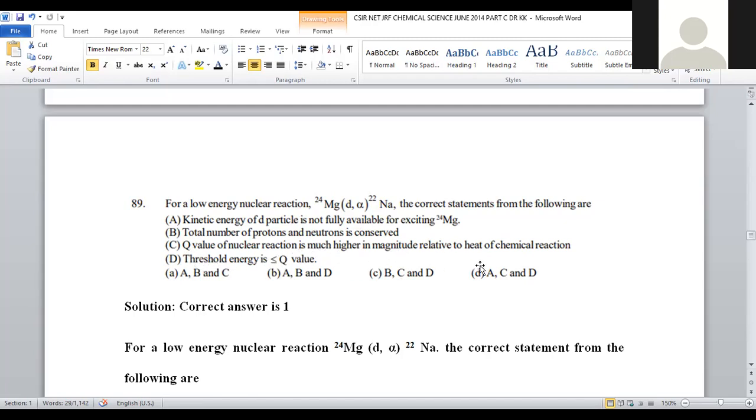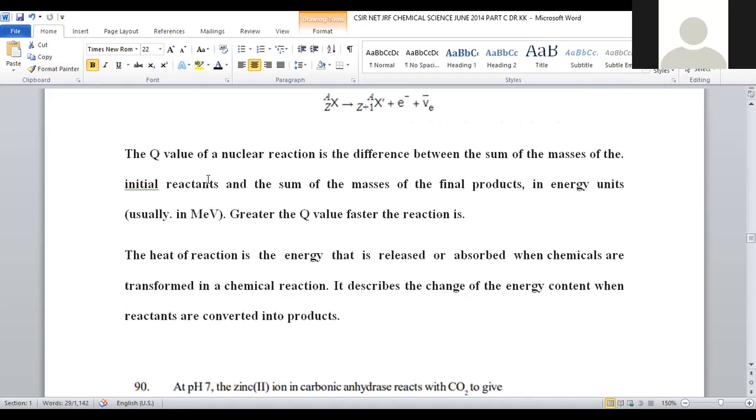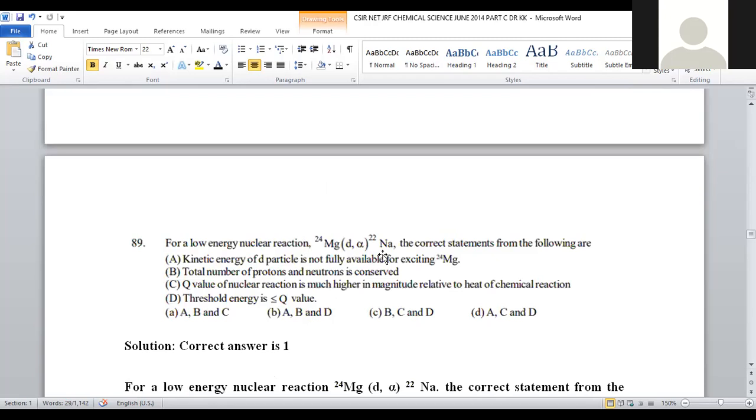The Q value of the nuclear reaction is much higher in magnitude relative to the heat of the chemical reaction. What is meant by Q value? Whenever a nuclear reaction is carried out, the difference between the sum of masses from initial reactants to products is denoted as the Q value. In the case of this nuclear reaction, the Q value will be higher when compared to the heat of the reaction. What is meant by heat of the reaction? The extent of energy absorbed or released during the conversion of reactant into product is called the heat of the reaction. So in the case of this nuclear reaction, obviously the Q value will be higher when compared to the heat of the reaction emitted during the process.